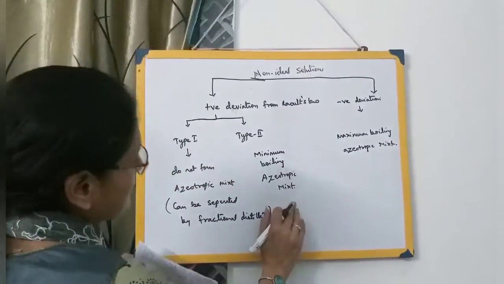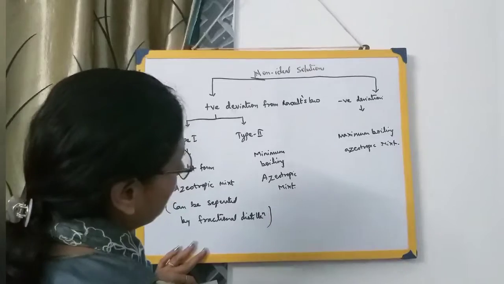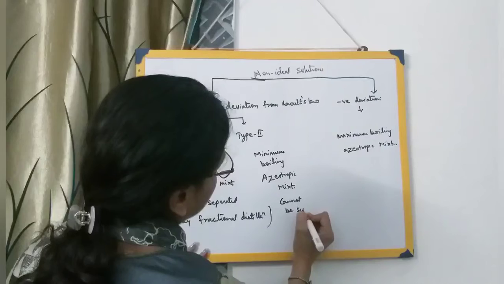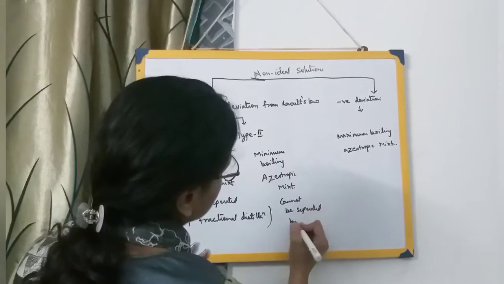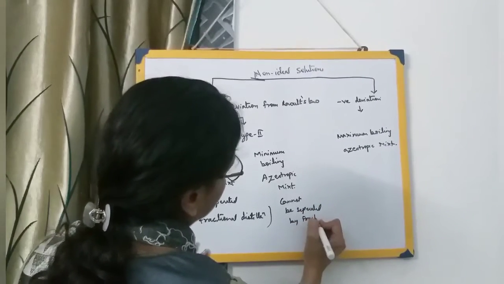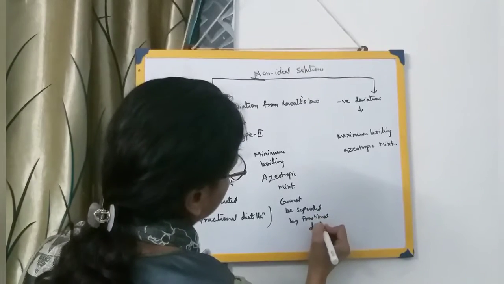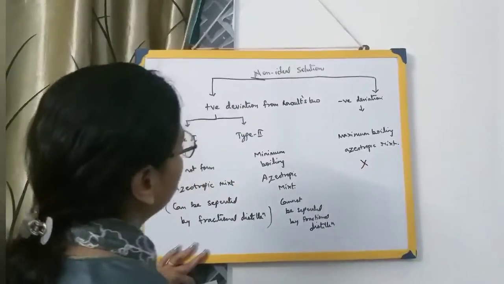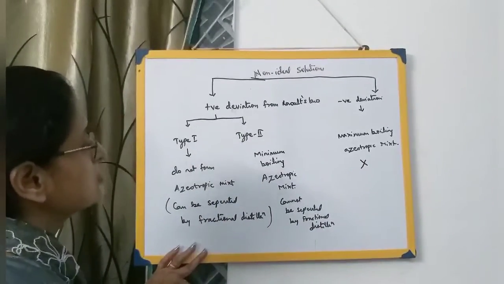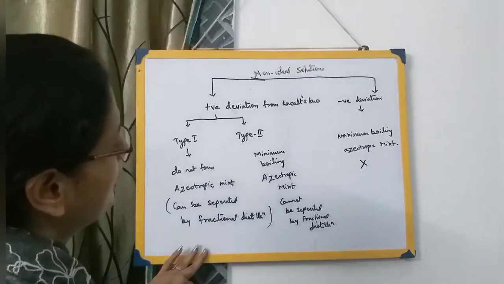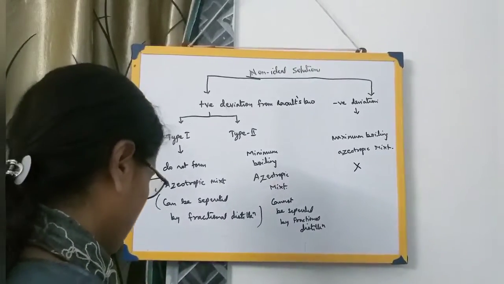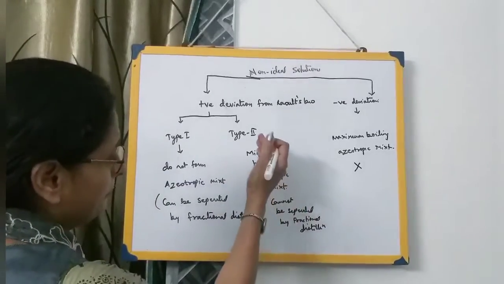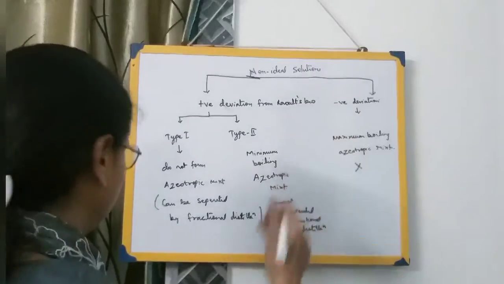Now let's see, if these are forming the azeotropic mixture, can they be separated by fractional distillation? No, they cannot be separated by fractional distillation. What about these ones? Even these ones cannot be separated by fractional distillation. So only the type 1 solutions are not forming the azeotropic mixture and they can be separated by fractional distillation. Now let me first give you examples. What do we mean by minimum boiling azeotropic mixture and maximum boiling azeotropic mixture?